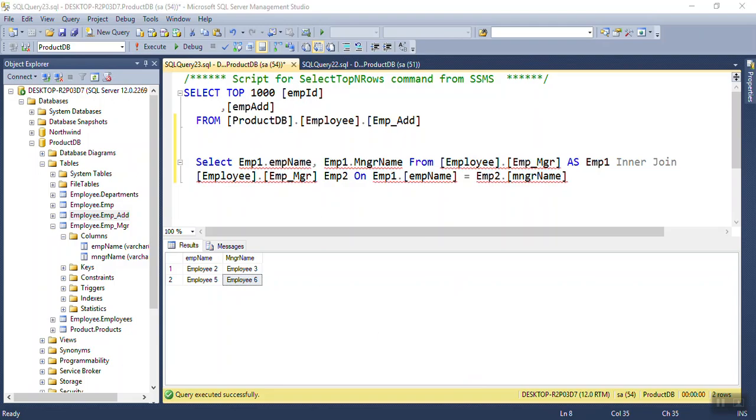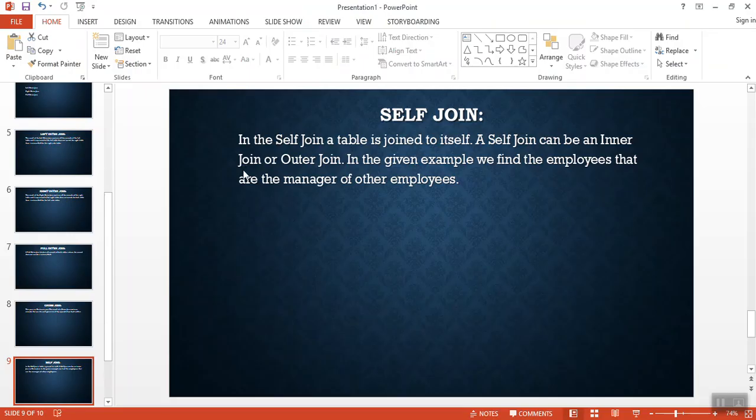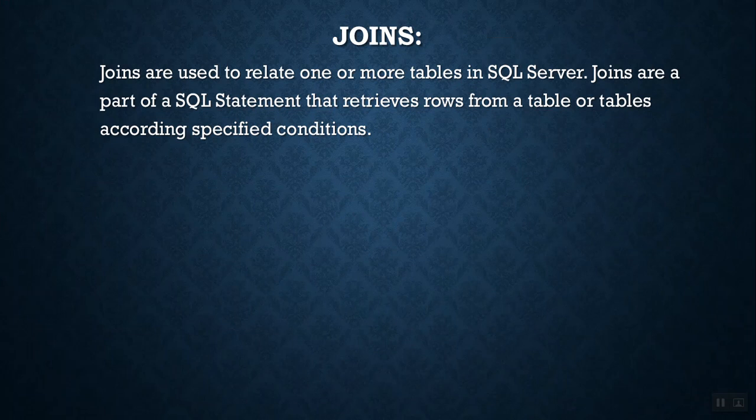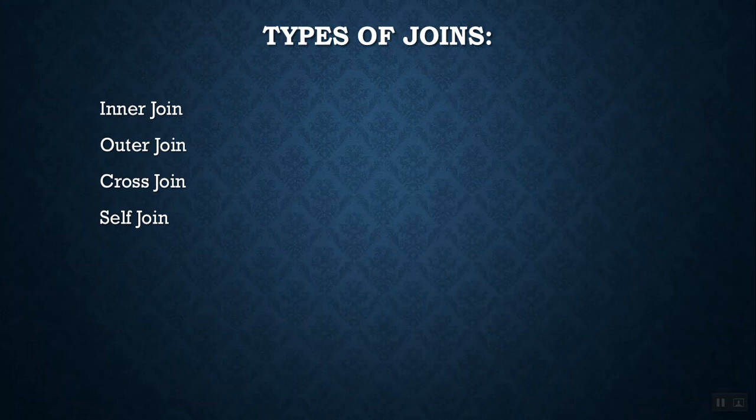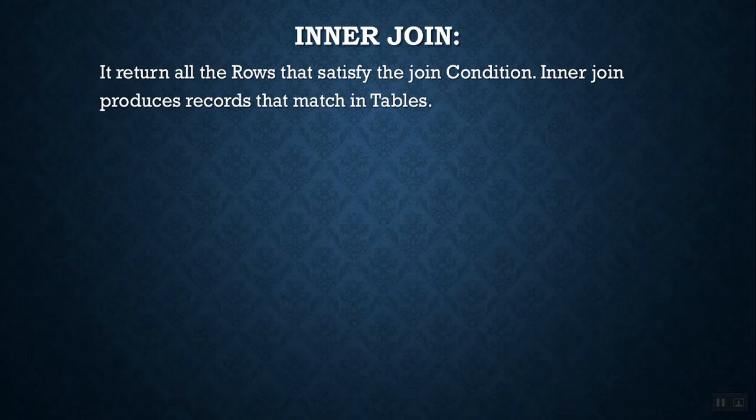Now again you can go and check that. Now see what we have studied till now. Joins are used to relate one or more tables in SQL Server. Joins are a part of a SQL statement that retrieve rows from a table or tables according to a specified condition. There are four types of join: inner join, outer join, cross join, and self join. So what is inner join? Inner join returns all the rows that satisfy the join condition. Inner join produces records that match in the tables.